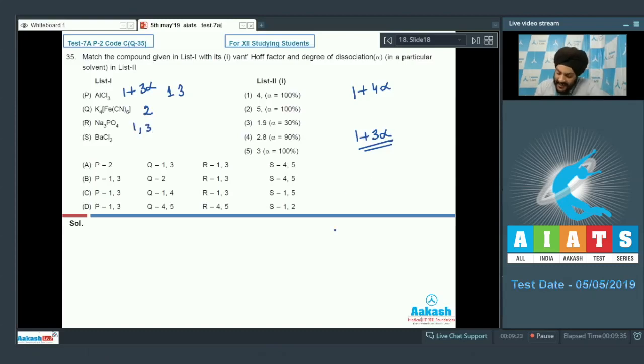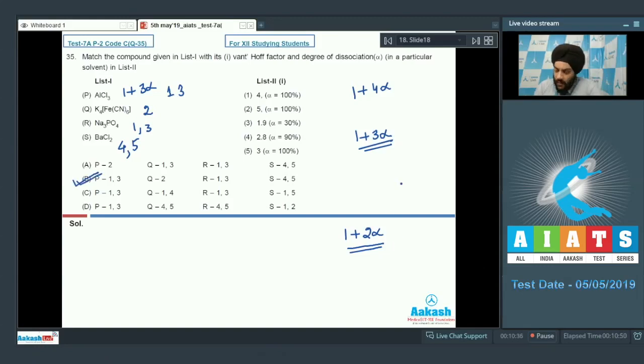And if you talk about the last option, BaCl2. So BaCl2 furnishes 3 ions in solution. So its i value is going to be equal to 1 plus 2 alpha. When alpha is 1, the value of i will be equal to 3. And if you talk about the value of alpha as 90%, the value is going to be equal to 2.8. So 4 will also be a match in this case. And if you talk about alpha being 0.3, the i value will come out to be equal to 1.6. So the third option will not be a match. So students, this is the correct matching for question number 35 and it is given correctly in the B option.